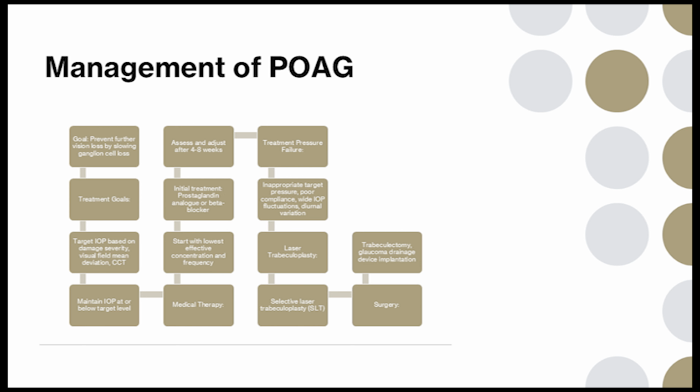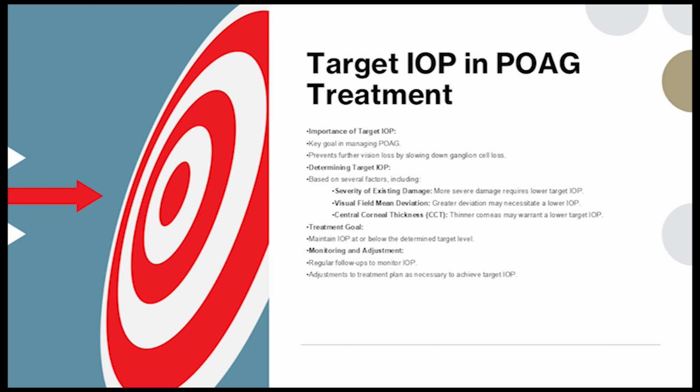So let's revisit those three main management strategies that we talked about earlier: target pressure, proportional reduction, and response to progression. Remember, each one gives us a different lens through which to view treatment, and knowing when to use each approach is really key. Okay, so let's start with target pressure.